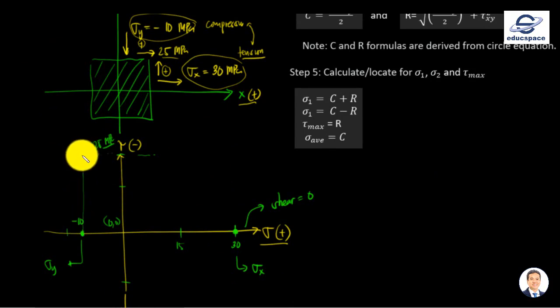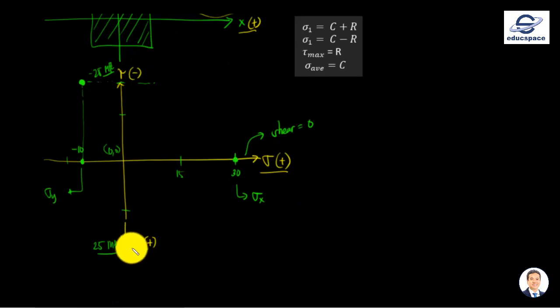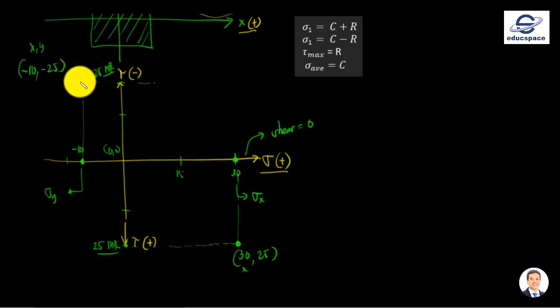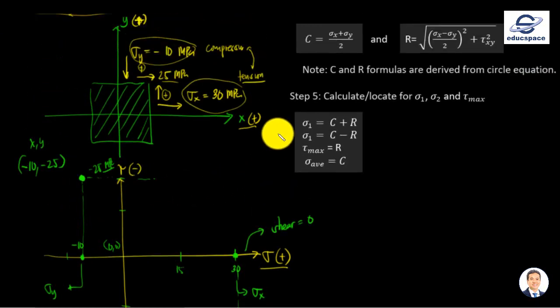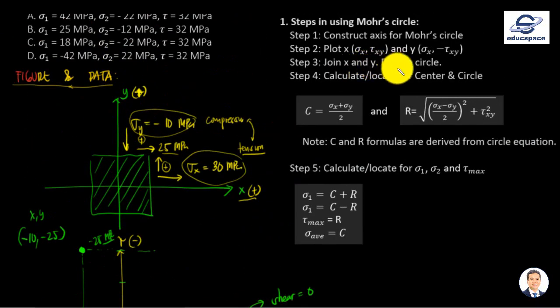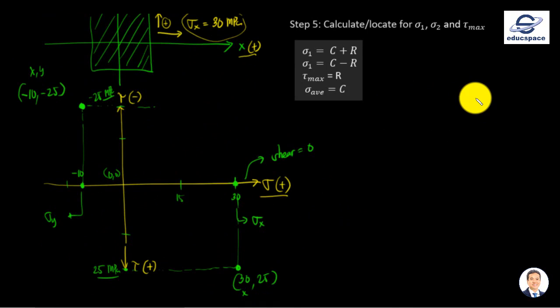Ito yung point, isang point sa ating circumference ng Mohr circle. Ganun din dito. Try natin connect. This one is 30, x and y arrangement na naman, and then vertical is 25 megapascal. Ito yung point na yan, while this one is x and y arrangement. So, ang x is normal shear stress, so negative, and then here, negative 25 megapascal. And then step number 3 is to join x and y and draw a circle.